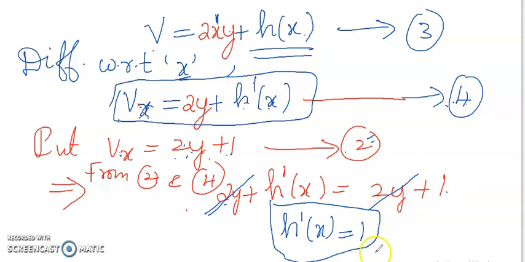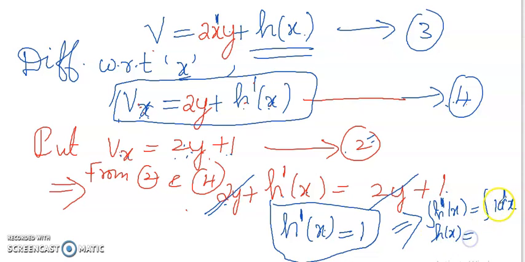So now we have h dash of x here. So now what will be h of x? This implies integral of h dash of x is equal to integral 1 dx. Why are we integrating? H dash is here, but we want h of x. So to find h of x, you integrate it. Integral of 1 dx is x plus the integrating constant c. So h of x is x plus c.